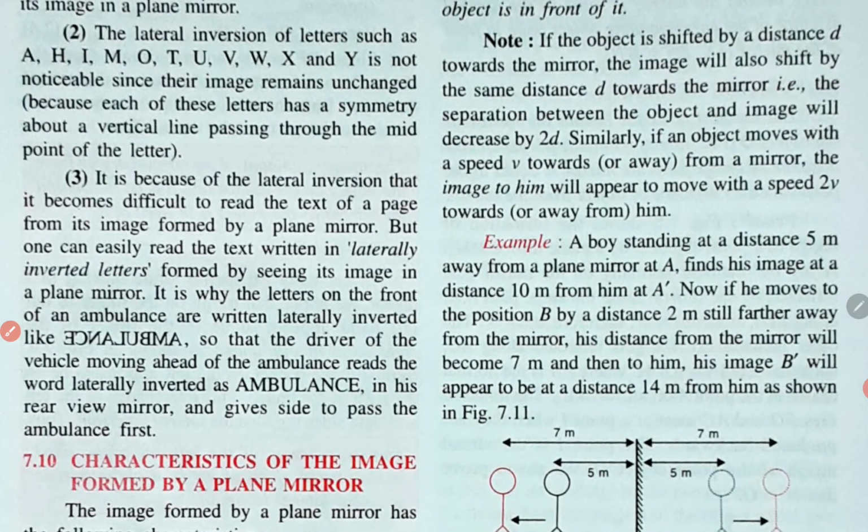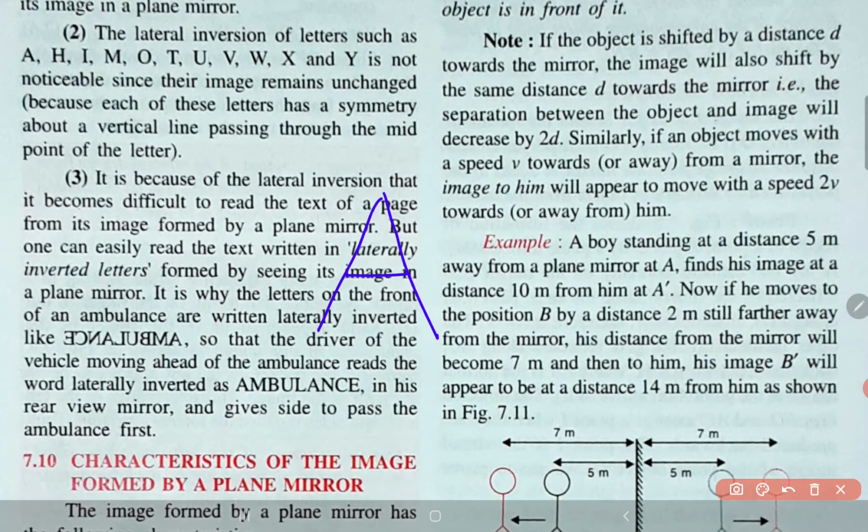For example, if I want to draw A, if I consider this vertical line, it has symmetry. That means this portion and this portion of A are the same. Whereas if I want to write B, if I draw a vertical symmetrical line here, this will be broken into this particular part. Hence this becomes like 13.